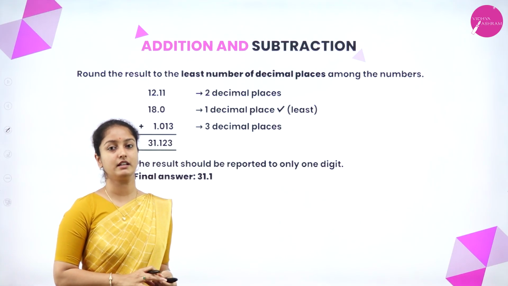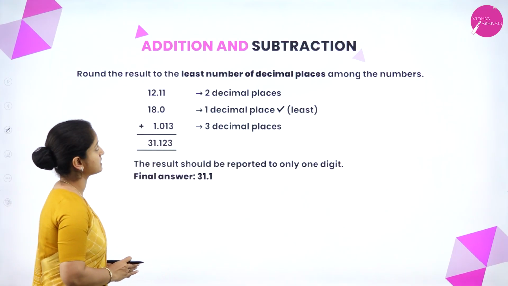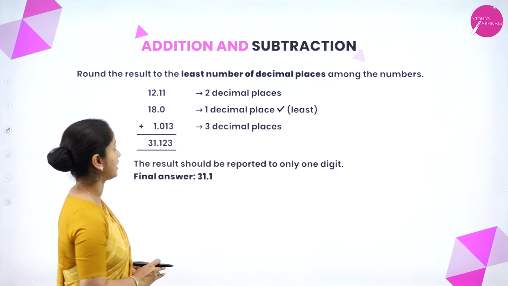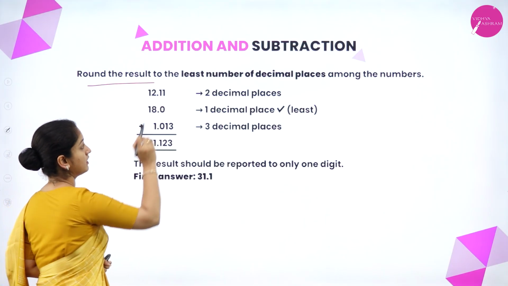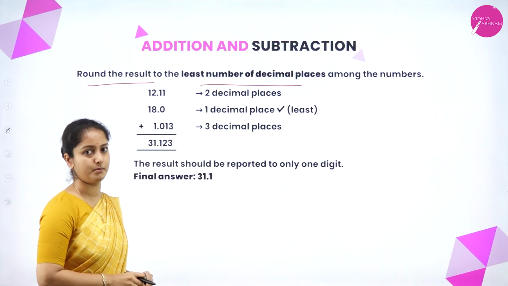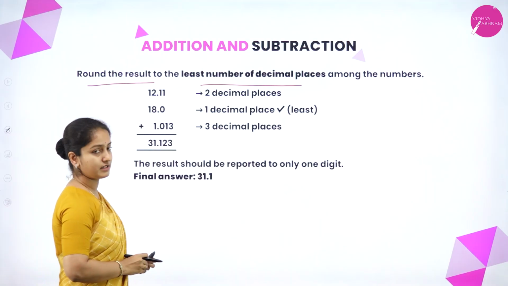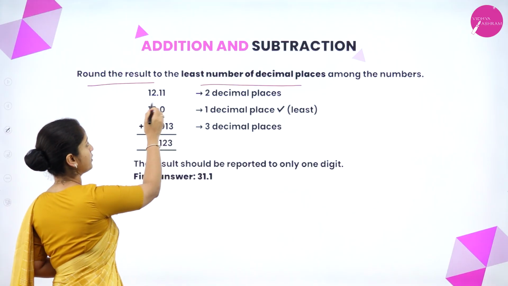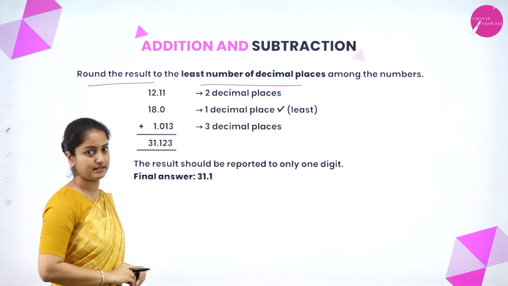Now, let us understand the operation on significant figures. First we will see addition and subtraction. How do we do that? There is a rule: round the result to the least number of decimal places among the numbers. What do you mean by that? We will try with an example. There are 3 numbers to be added, that is 12.11, 18.0 and 1.013.